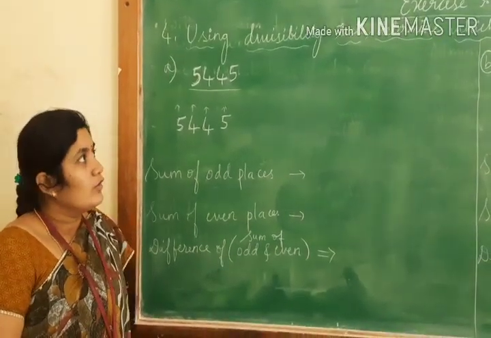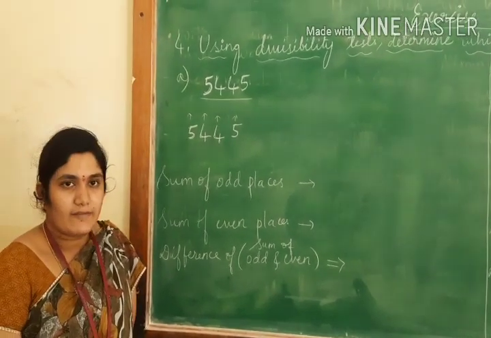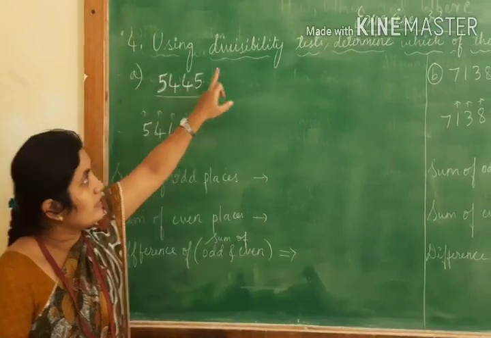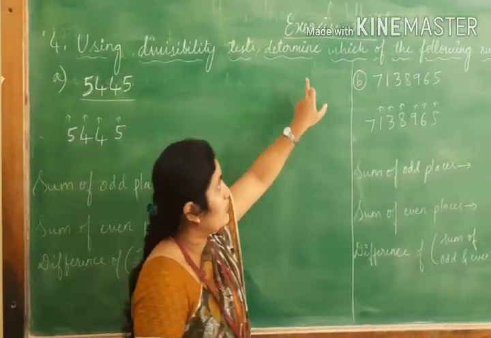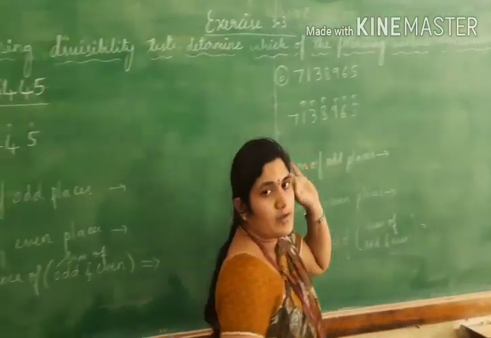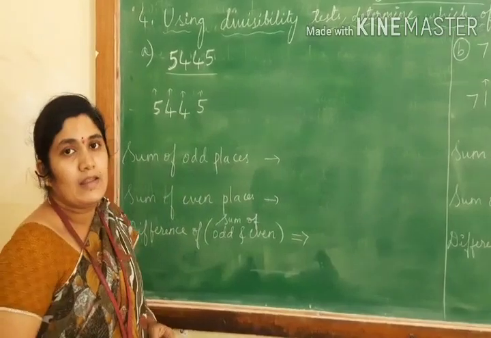Hello everyone. Today let us continue exercise 3.3 from chapter 3, Playing with Numbers, that is class 6 mathematics. Fourth bit: using divisibility test, determine which of the following numbers are divisible by 11. That means today we are going to test divisibility of numbers by 11.